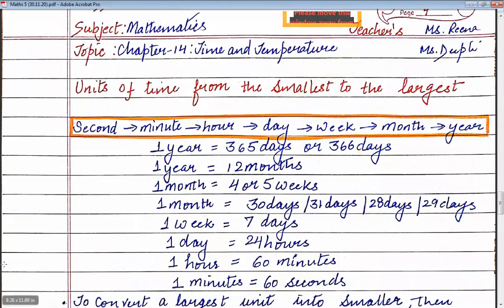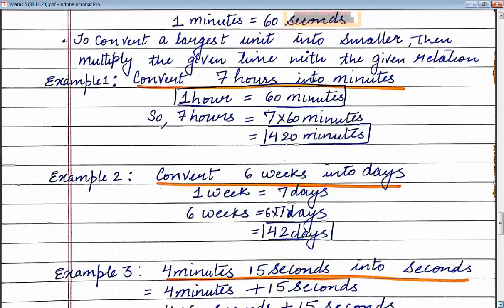Let's go back to this. So this is your relation. 1 week is equal to 7 days. Okay, so now you will multiply 6 weeks with 7 days. So it will become 6 into 7, that is 42 days. So what is your answer? 42 days. So you can say that 6 weeks is equal to 42 days.